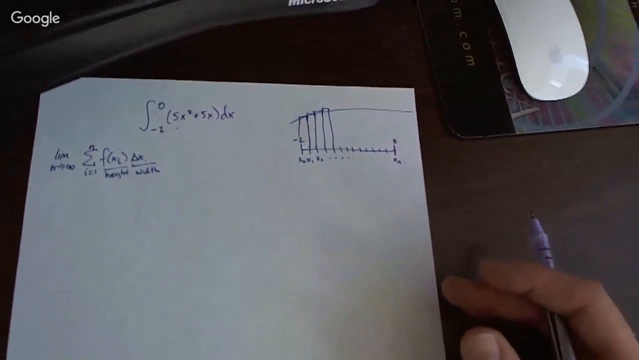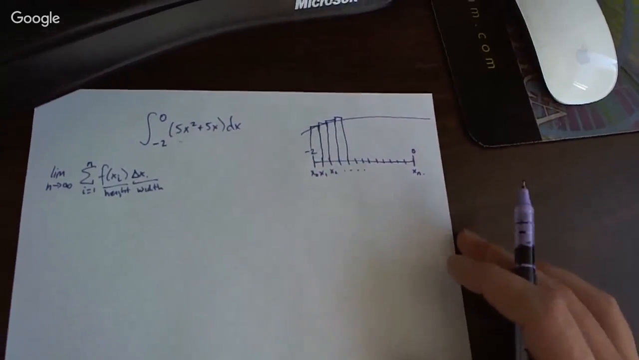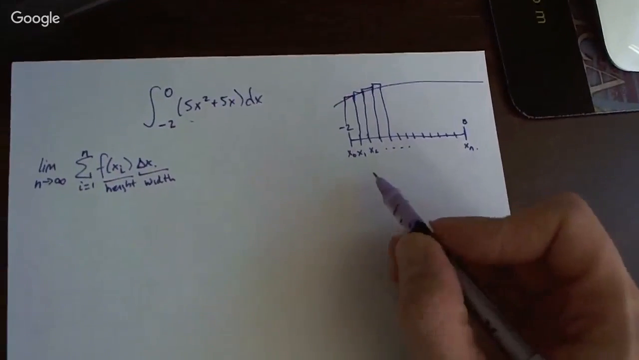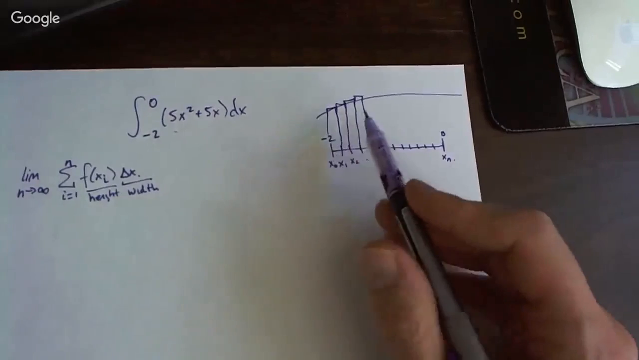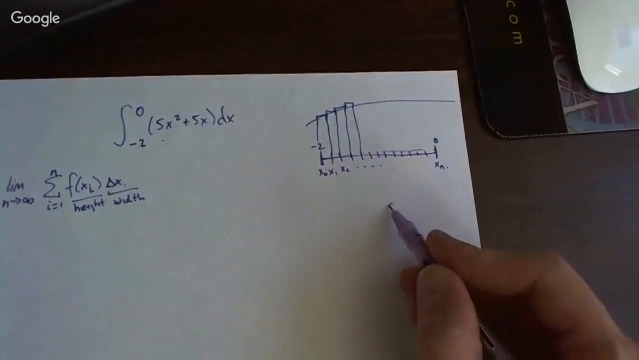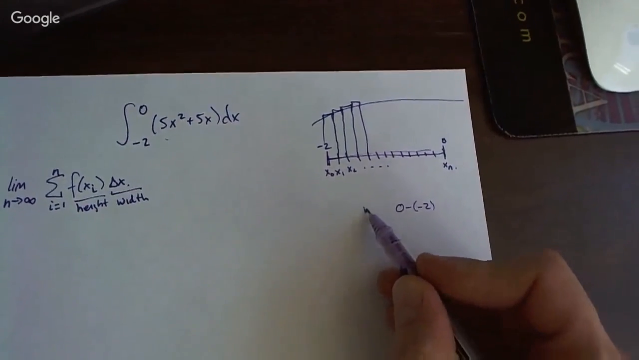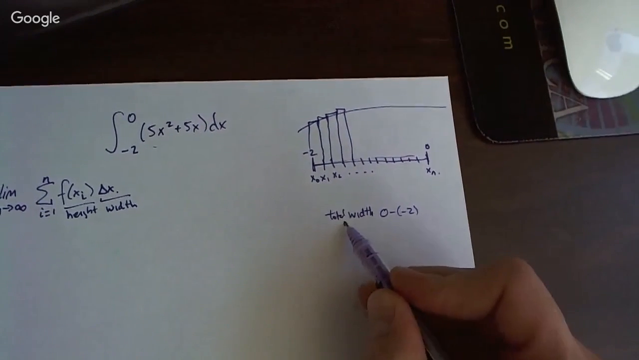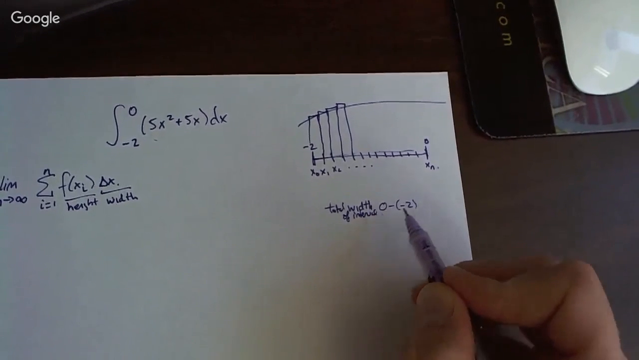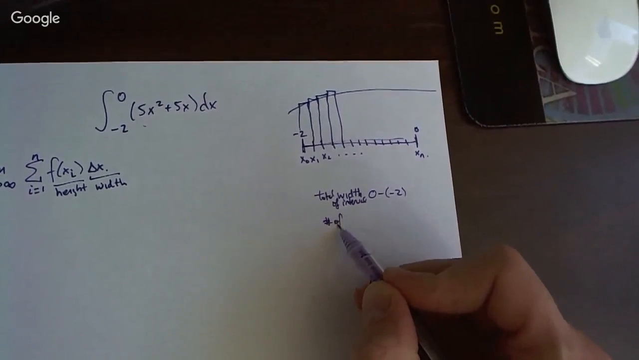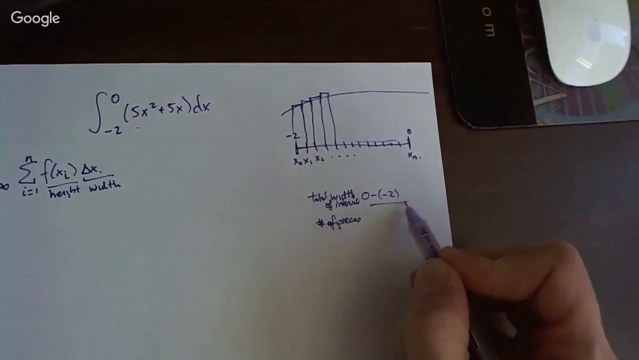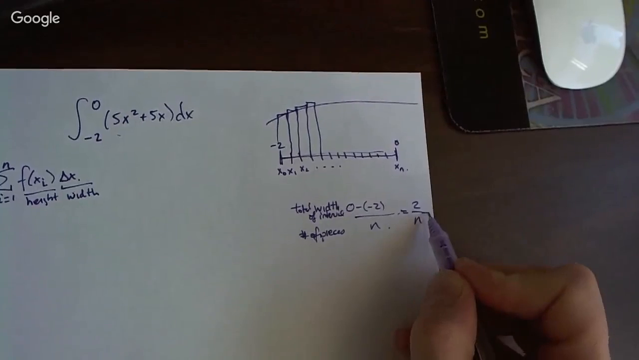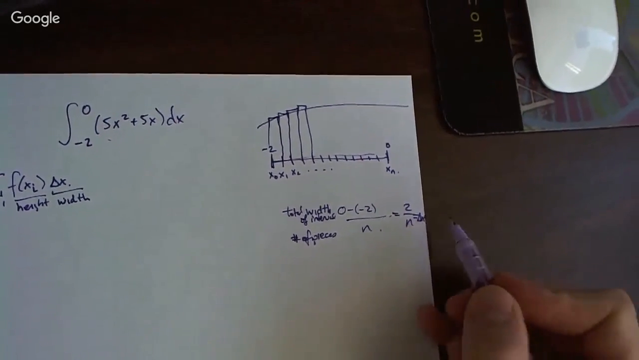Wow. Wasn't expecting that. Okay, so now let's figure out first what the width is. The width is the total width of the interval, so 0 minus -2. And then the number of pieces is n. So this delta x is going to be 2 over n.